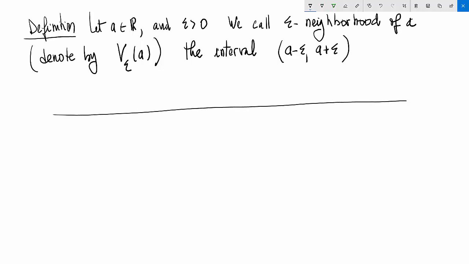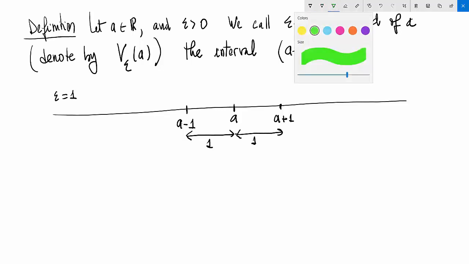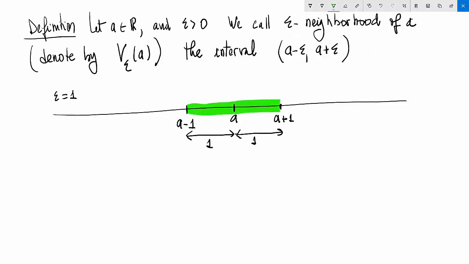So what is the idea here? Pick any number A on the real line, and fix some epsilon, which is a positive number. Say, for example, epsilon is equal to 1. Then this point is A minus 1, and this point is A plus 1. The distance between these two is 1, and between these two is also 1. This open interval from A minus 1 to A plus 1 is a one neighborhood of A.